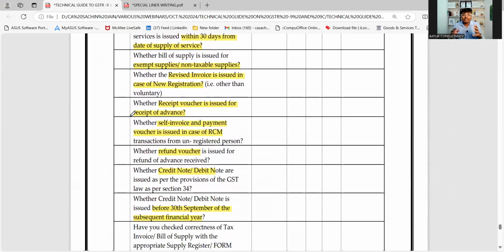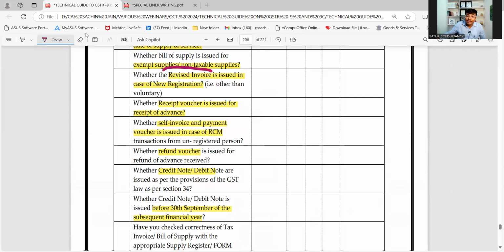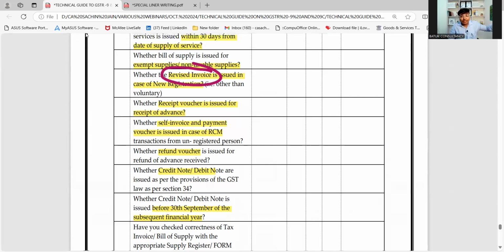And if yes, then the person has issued the bill of supply. कहीं वो tax invoice पे ही तो goods नहीं बेचे जा रहा है, that thing we need to check. If the taxpayer has taken the new registration, in such a situation, the revised invoice has already been issued for the supply which is made during the period of application of GST registration.